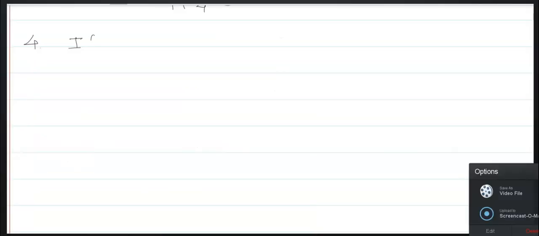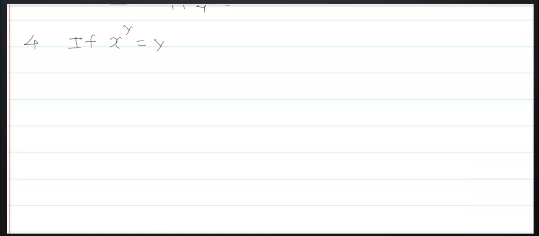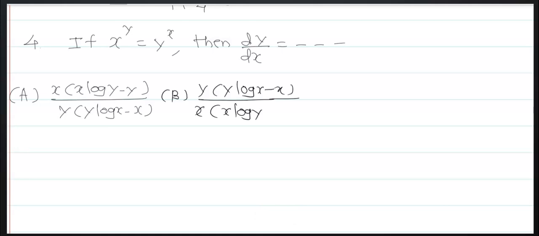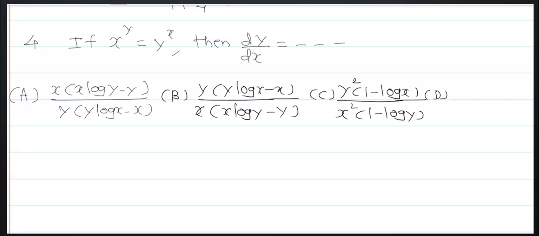Now the next question: if x raised to y is equal to y raised to x, then dy by dx is equal to: A, x in bracket x log y minus y upon y in bracket y log x minus x; B, y in bracket y log x minus x upon x in bracket x log y minus y; C, y square in bracket 1 minus log x upon x square in bracket 1 minus log of y; and D, y in bracket 1 minus log x upon x in bracket 1 minus log of y.